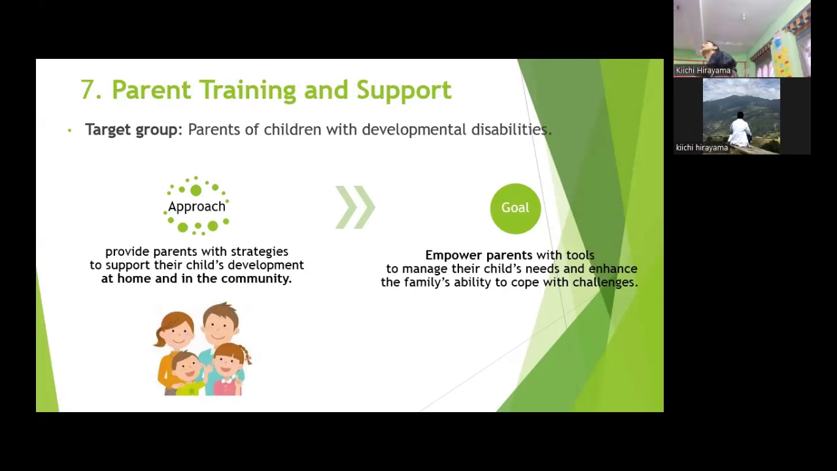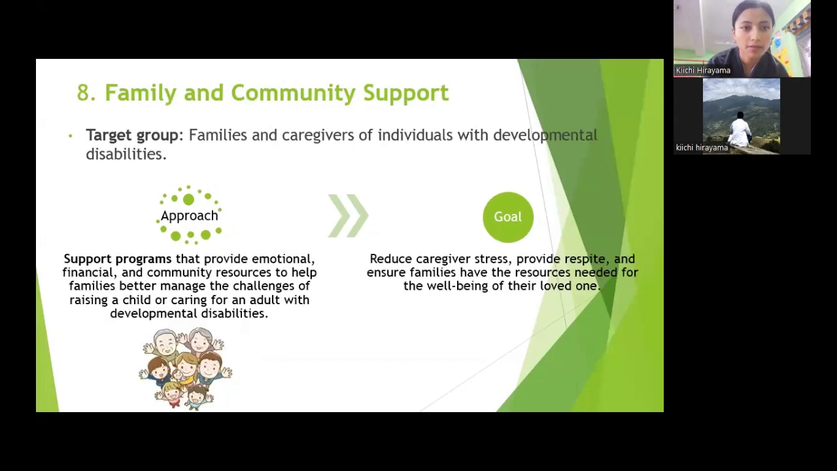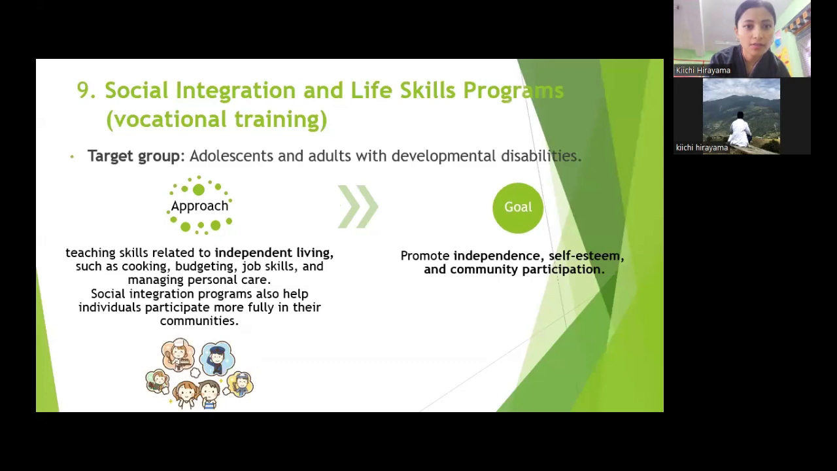Parent training and support means involvement of parents in training to care for disabled kids. Family and community support is support from the family and community, emotionally and financially. Social integration and life skills programs are mostly like vocational training, skilling the disabled kids.